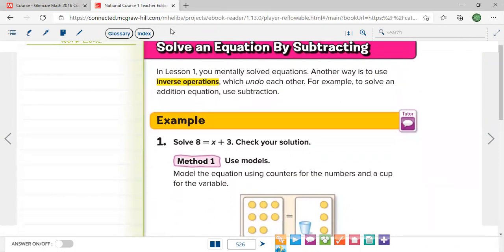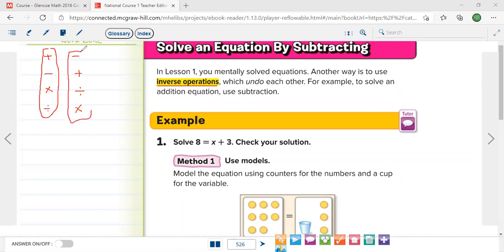It's called inverse operation. What is the inverse operation? For addition, the inverse is subtraction. For subtraction, the inverse is addition. For multiply, the inverse is division. For division, the inverse is multiplication. So every operation has an inverse operation.